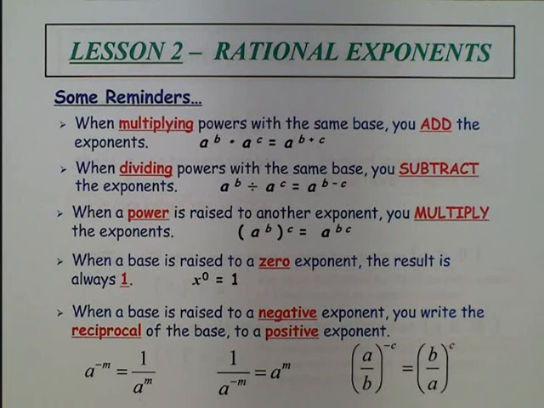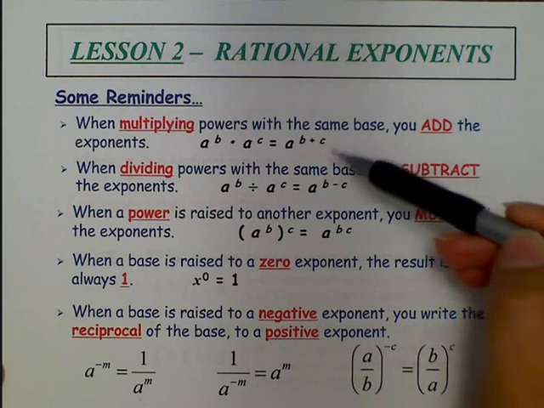Lesson 2, Rational Exponents. So we're going to go through some of the exponent laws that you know from grade 9, as well as some of the exponent laws that you learned in grade 11. So starting with the product rule, when multiplying powers with the same base, you add the exponents. So you add the exponent of b plus c when the bases are the same.